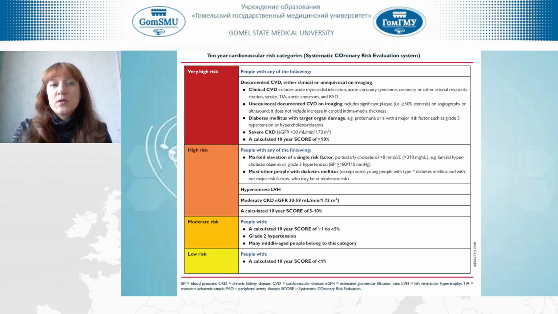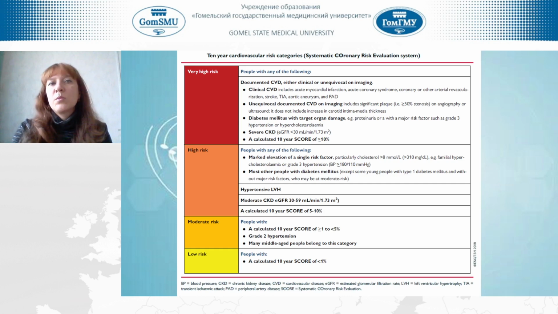High risk is a patient with marked elevation of a single risk factor. It can be cholesterol more than 8, or it can be a moderate. For high risk, it's a third degree of hypertension, BP more than 180/110. And most other people with diabetes, except some young people with type 1 diabetes mellitus and with one major risk factor, who may be at a moderate risk.